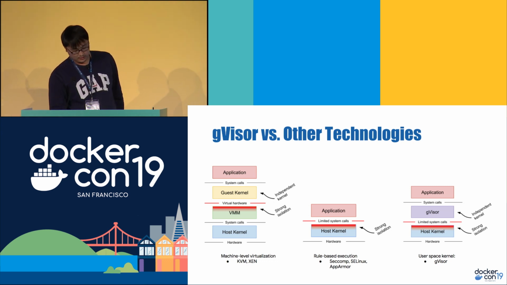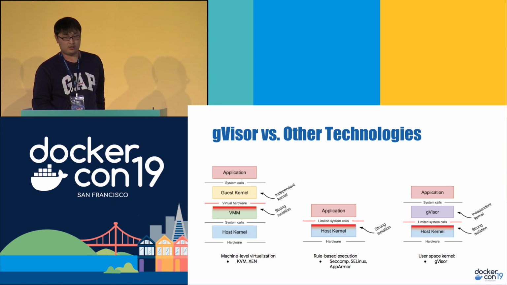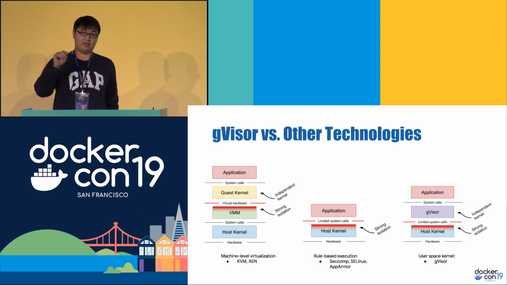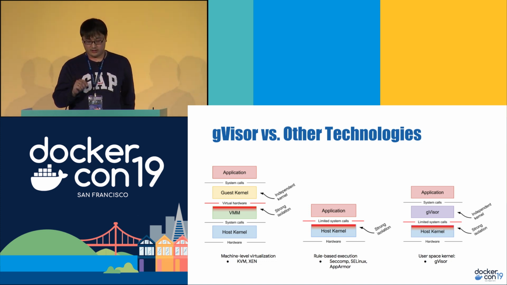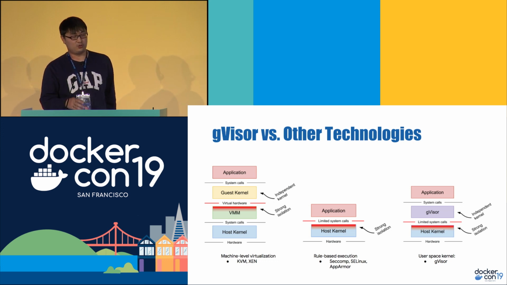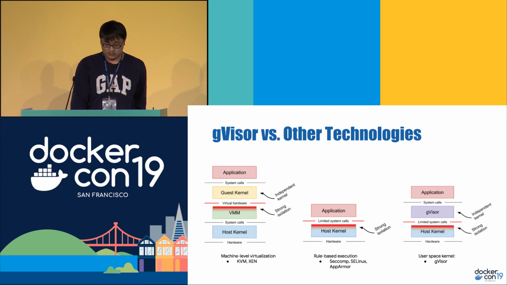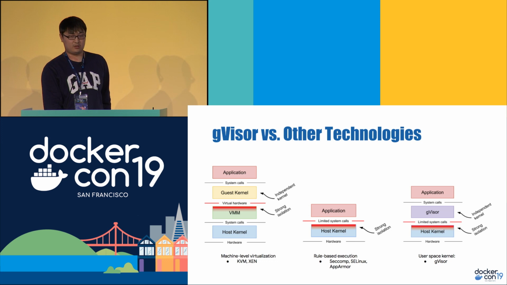And gVisor is different from the previous two in that it runs a gVisor kernel in the user space, and you run your application on top of that gVisor kernel. And under the gVisor kernel, they use existing Linux security mechanisms such as seccomp to filter the syscalls. And each of these approaches has pros and cons.